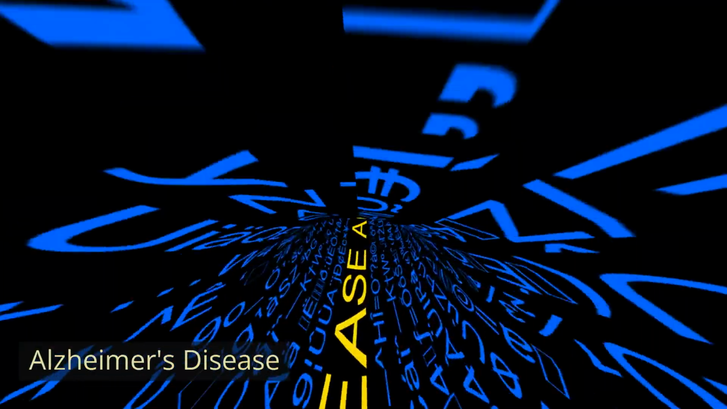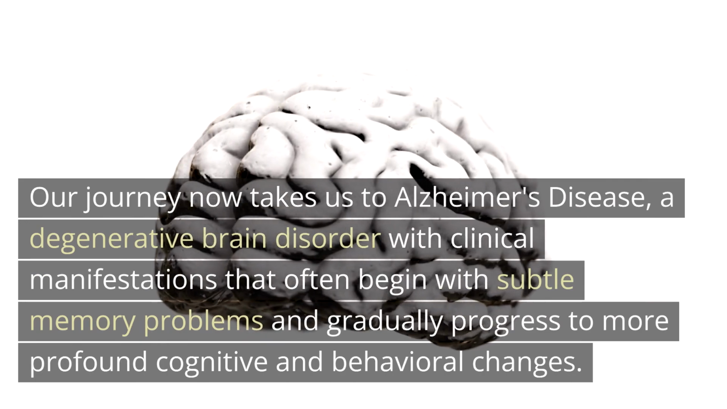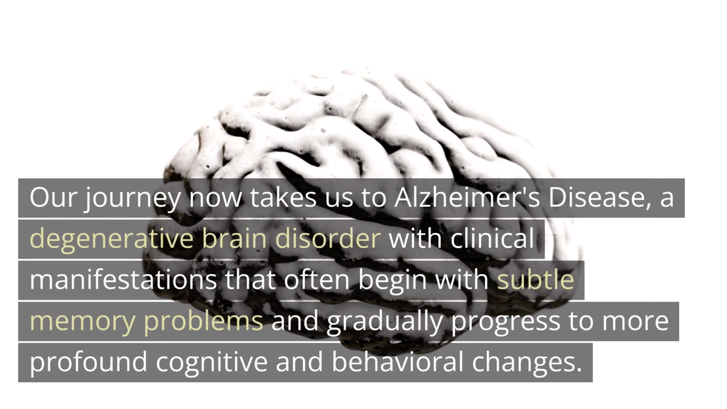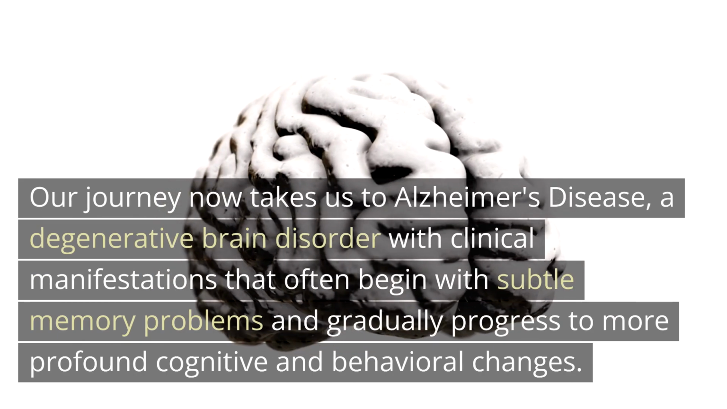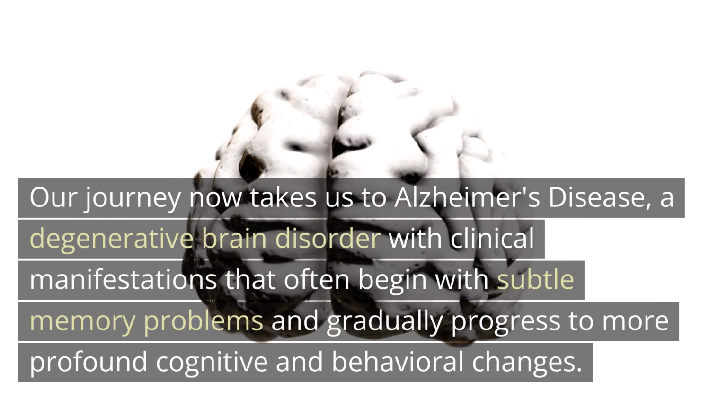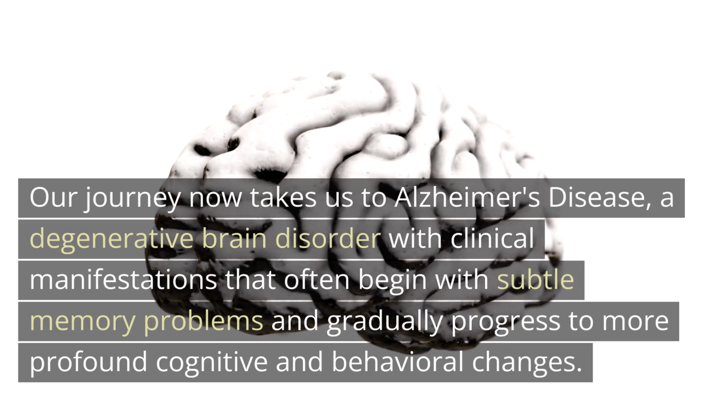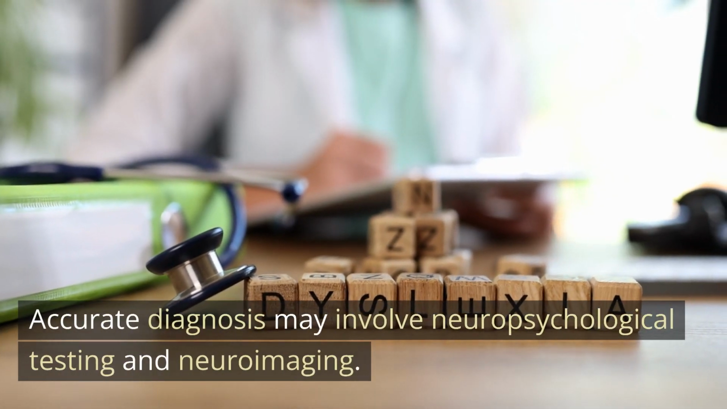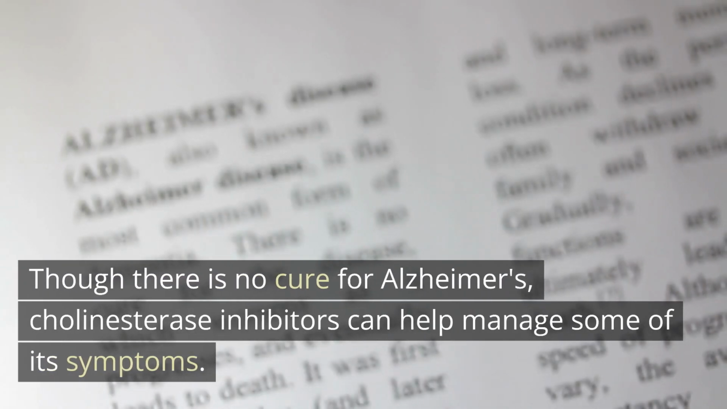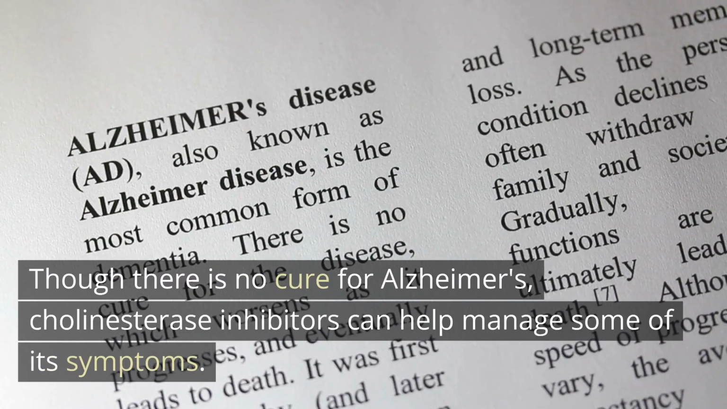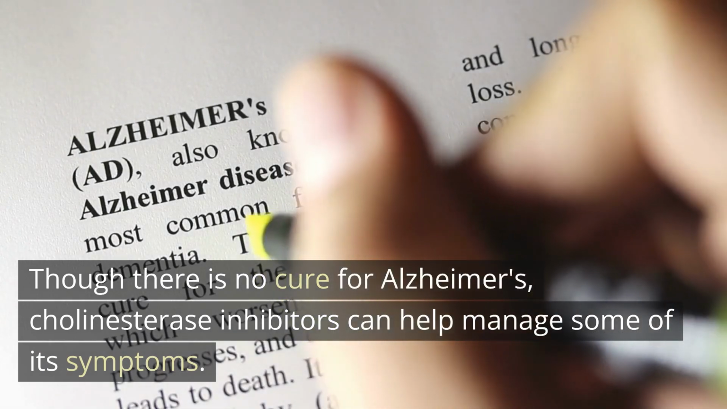Alzheimer's disease. Our journey now takes us to Alzheimer's disease, a degenerative brain disorder with clinical manifestations that often begin with subtle memory problems and gradually progress to more profound cognitive and behavioral changes. Accurate diagnosis may involve neuropsychological testing and neuroimaging. Though there is no cure for Alzheimer's, cholinesterase inhibitors can help manage some of its symptoms.